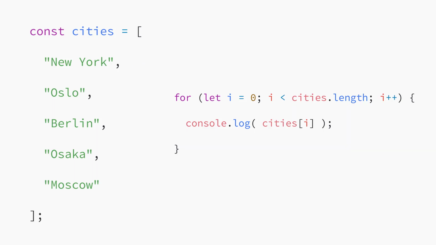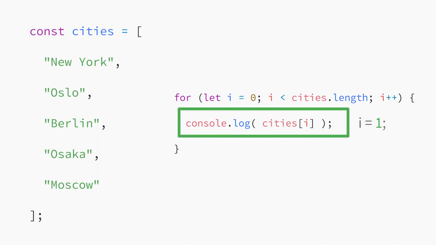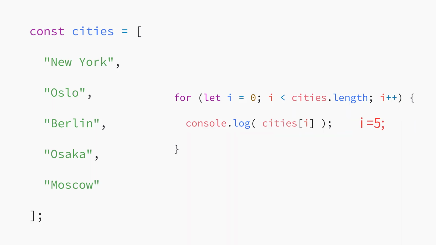This is the end of the first loop iteration, and i increases by 1. Now the value of i is 1, and the condition is tested again. Is 1 less than 5? Yes, it is. So the loop runs again, logging the city at index position 1. This happens over and over until i is 5. Then the condition is no longer true and the loop ends.